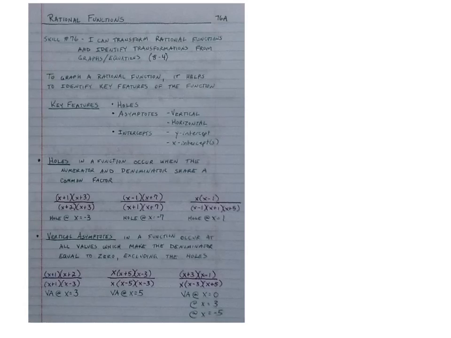We'll start our notes on page 76A. And here I start by listing the key features that we want to look at. The first key feature is holes in the graph, and then we have asymptotes, both vertical and horizontal. There is also a slant asymptote, but we don't go into that in this class. Finally, there are the intercepts, the y-intercept and x-intercept. There's possibly more than one x-intercept, but there's only one y-intercept, if there is one.